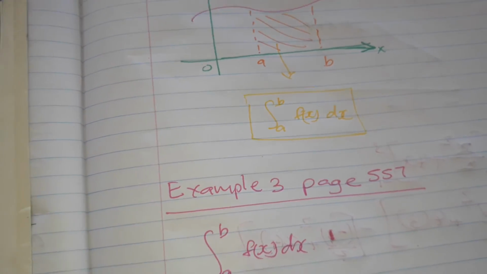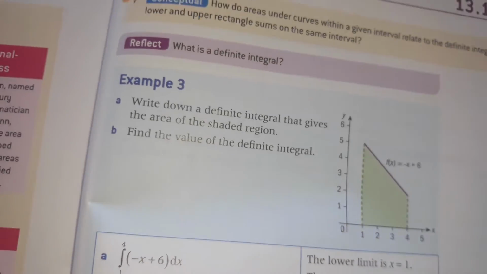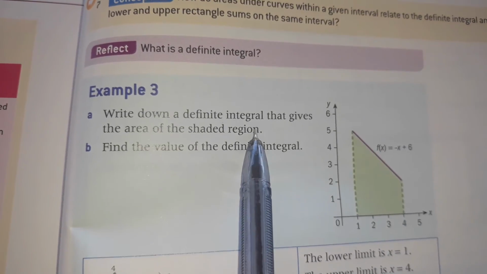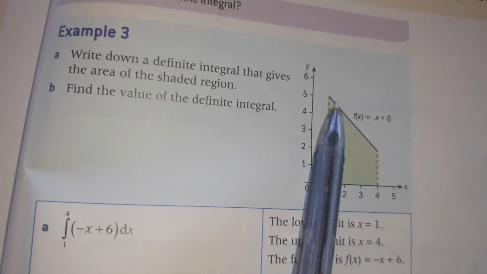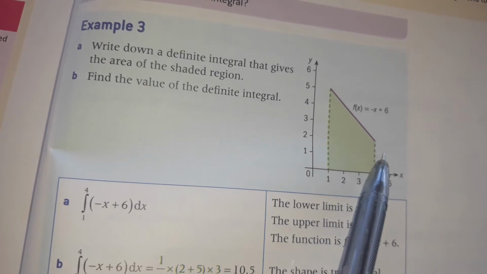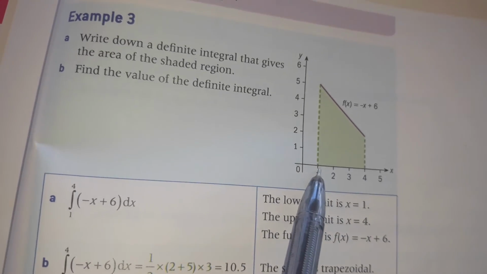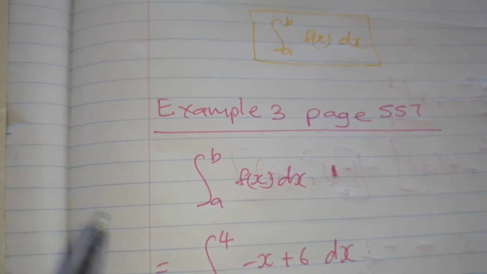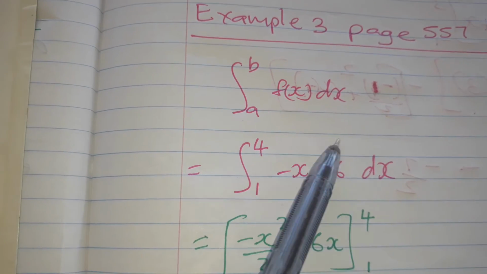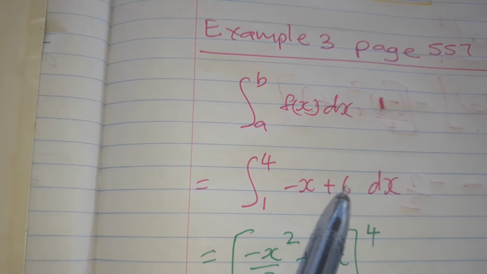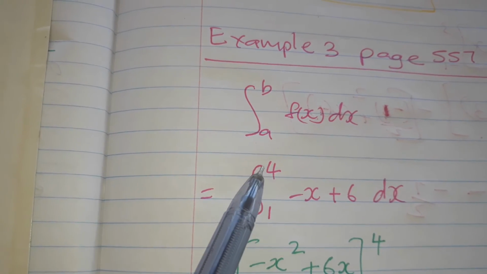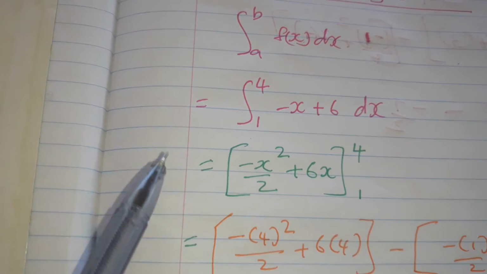Okay, we are going to look at example 3 on page 557. It says write down the definite integral that gives the area of the shaded region, and then we have to find the value of the definite integral. You'll see that's my curve. It looks like a straight line here. It's a straight line between 4 and 1. So once I write, that's my expression, that's my equation of the straight line between 4 and 1. I have to integrate that and then substitute 4 and then 1 and then subtract.